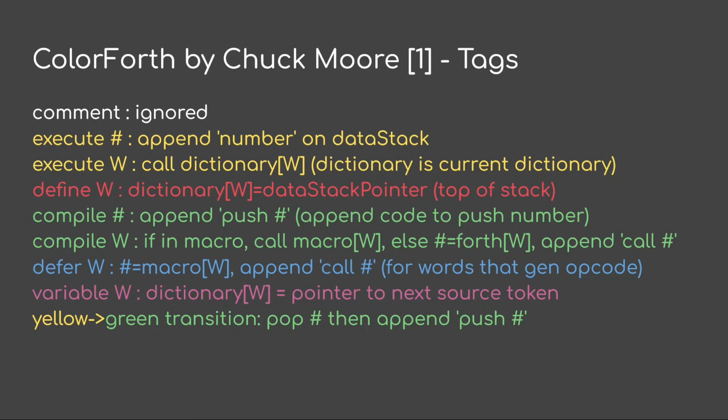Next is the variable. Variable is used by magenta. Variable sets the dictionary value to the word to the pointer to the next source token in the source code as it's being evaluated. And then anytime we have a yellow to green transition, we pop a number off the stack and then we append a push number to the data stack, which basically means we're taking a number and we're turning it back into a program that pushes the number.